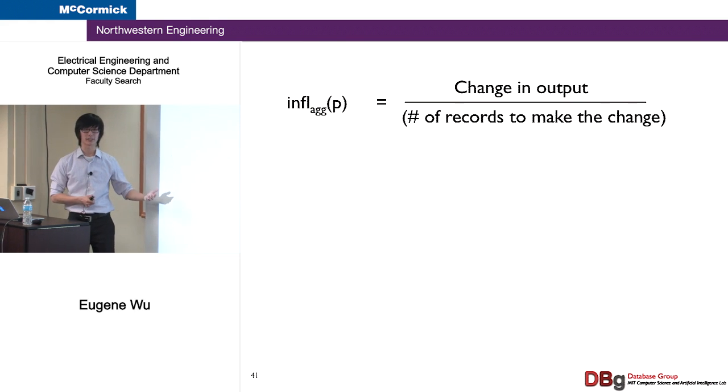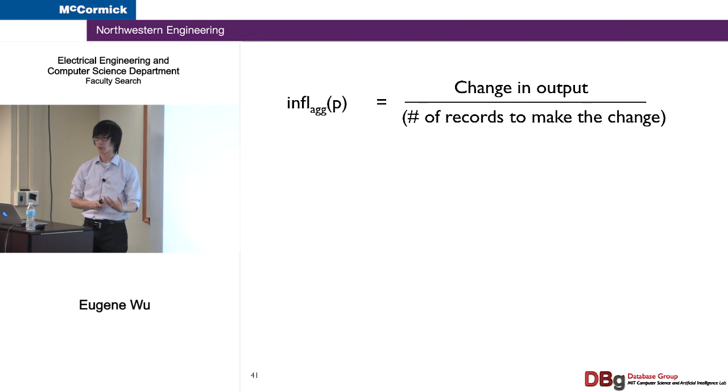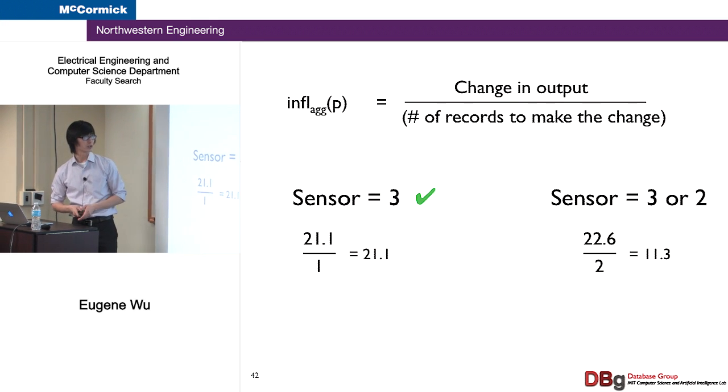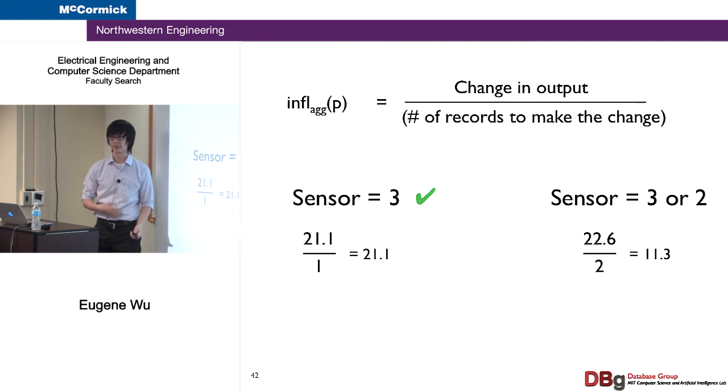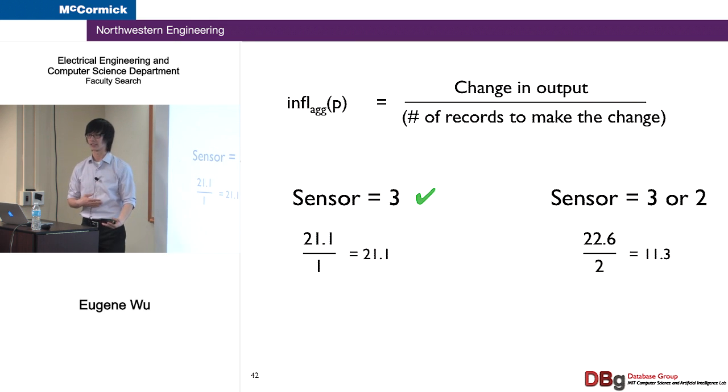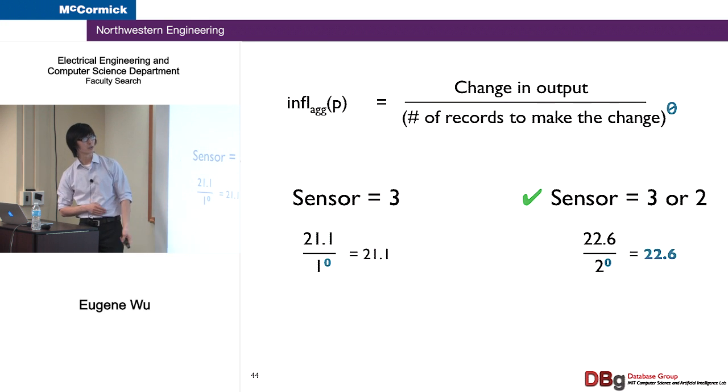So you can think of this as the discrete differential of the output. And then in this case now, we would prefer sensor equals 3 because it requires only one record to make this change. However, the preference, whether or not we like the left one or the right one, is up to the user ultimately. And so we add a final hyperparameter lambda to control for this. So if the user says, I just want the average temperature to be as low as possible, then she would set it to 0, in which case we would prefer the predicate on the right. So that kind of gives you a flavor of the influence score.